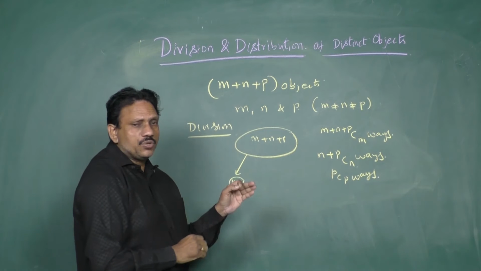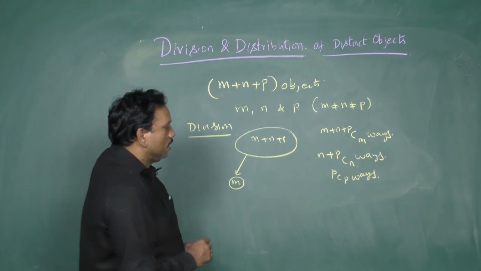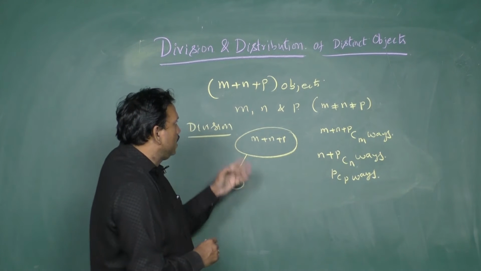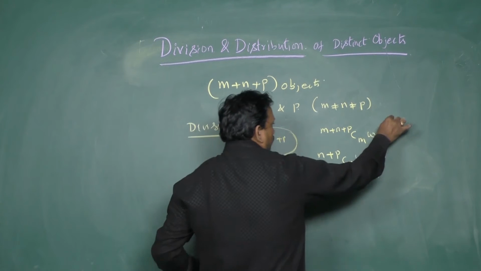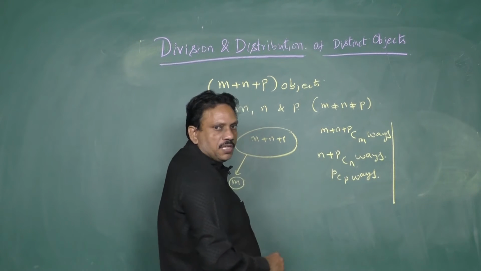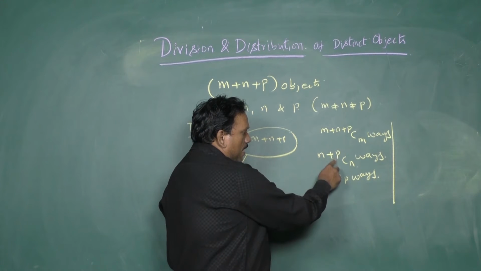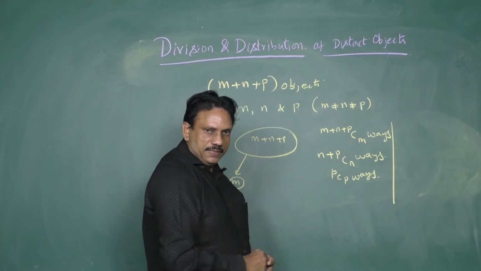So all these are done at a time. So by using the multiplication rule, the number of ways to divide m plus n plus p objects is given by m plus n plus p C m ways for the first group, n plus p C n ways for the second group, and p C p ways for the third group.